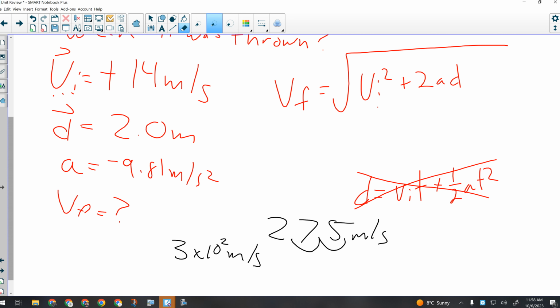Now that's for if you're moving it because the number's really big. If you're moving it because the number's really small, it'd be 10 to the minus whatever.